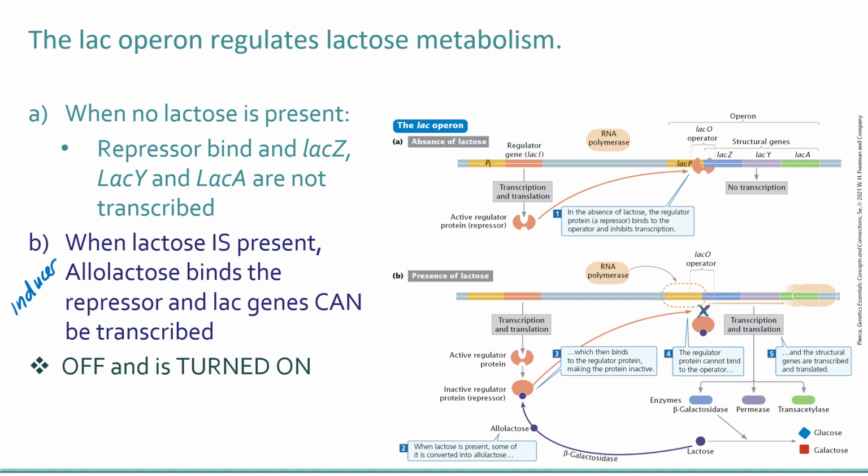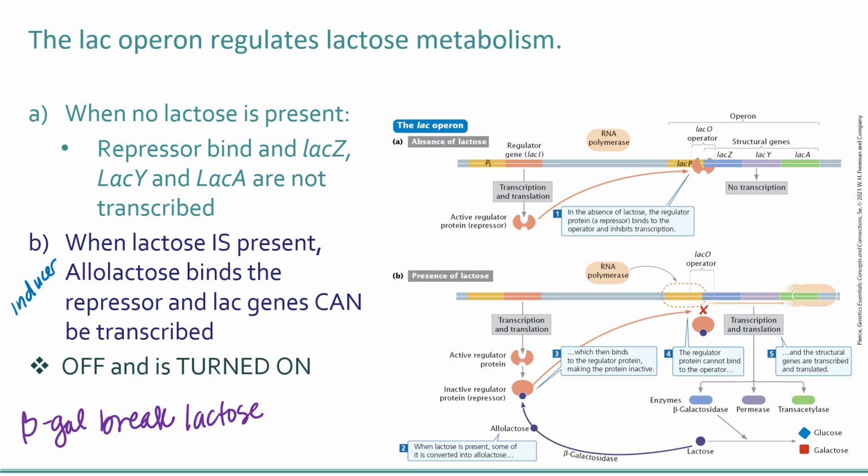Once it falls off, once it is no longer bound to that operator, then RNA polymerase can come in, express beta-galactosidase and permease, which we need because remember that beta-galactosidase is going to break down lactose into galactose and glucose. So we're going to start producing more of it, and once we turn off all of these regulators, we don't really need any more allolactose. So beta-galactosidase is just going to convert directly to glucose and galactose.